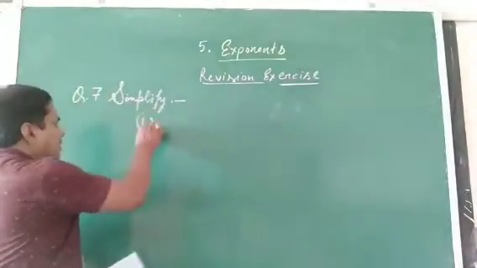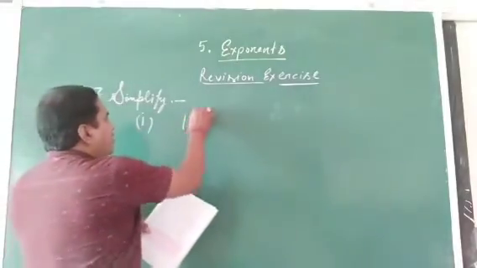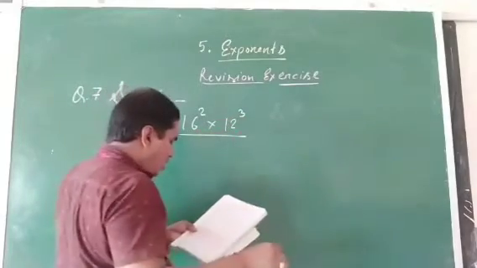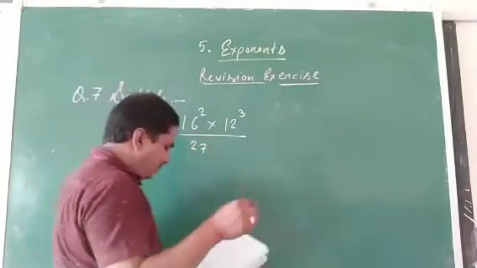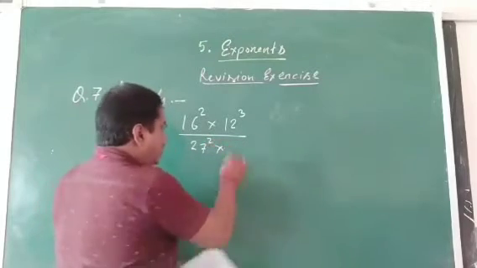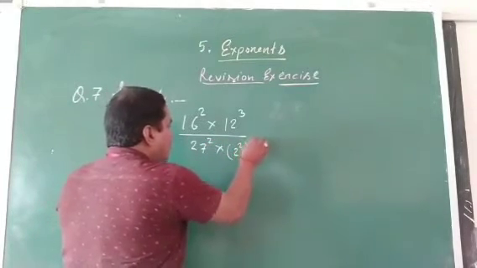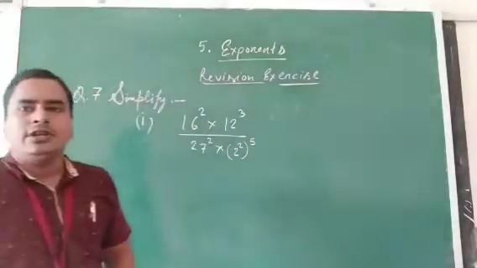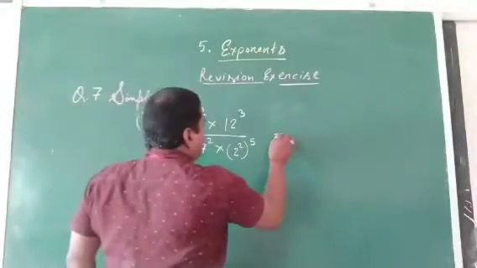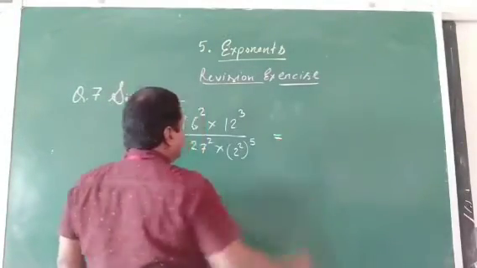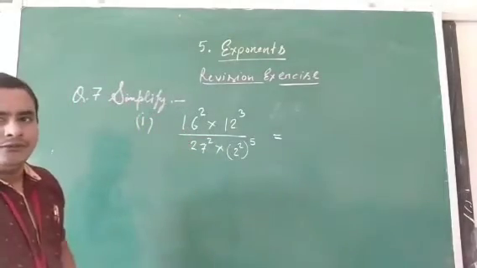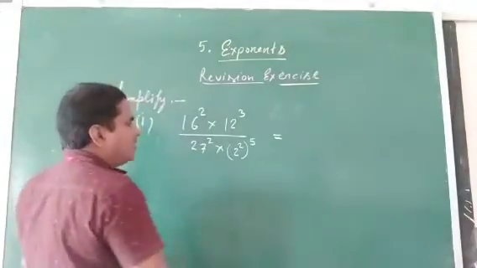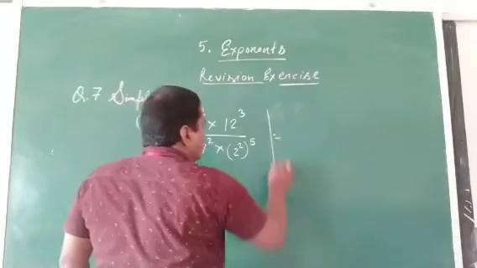The first one is given: (16)^2 into (12)^3 upon (27)^2, into (2^2)^5. Okay, how will we solve? Again, use the concept of what? Prime factorization, power of prime factorization. So we'll discuss it either by just expanding it, we can expand and solve this. So here both methods will apply.